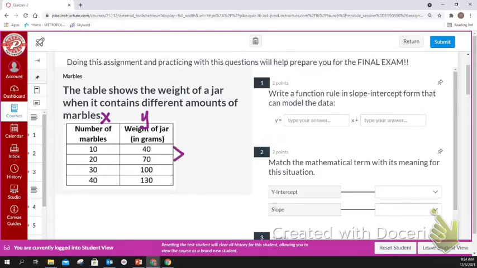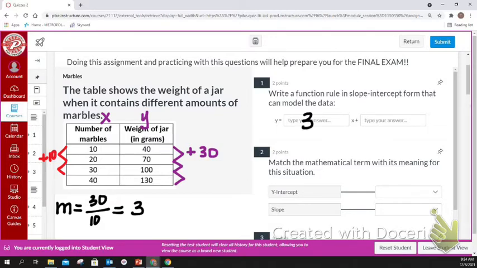So if I go down the table, I'm adding 30. And on the x side, what am I adding? Adding 10. So your slope is 30 divided by 10, which is 3. It's always y divided by x. So that's what you type in the first box. It's 3.